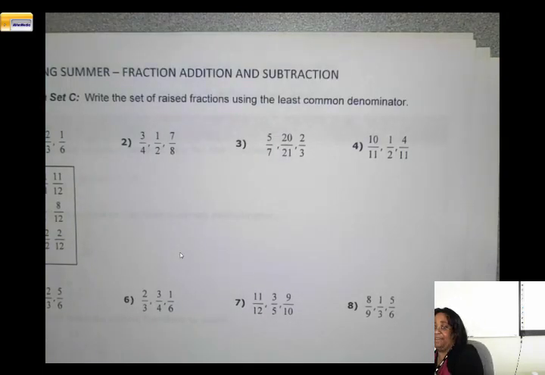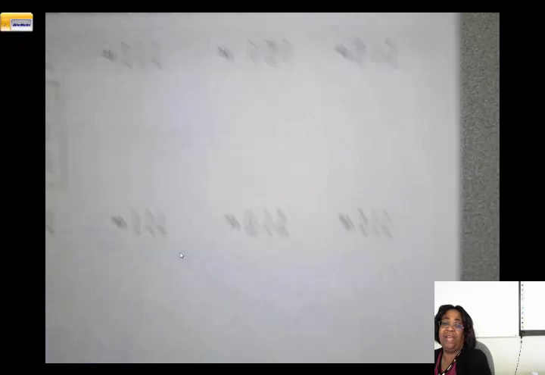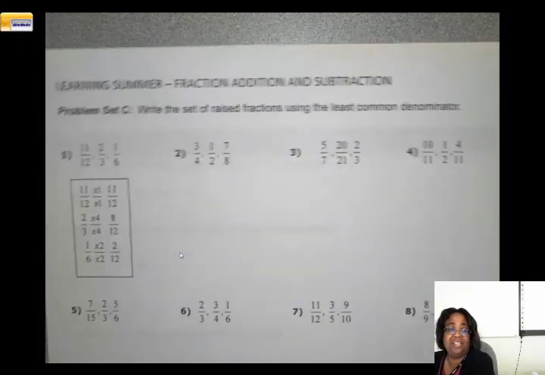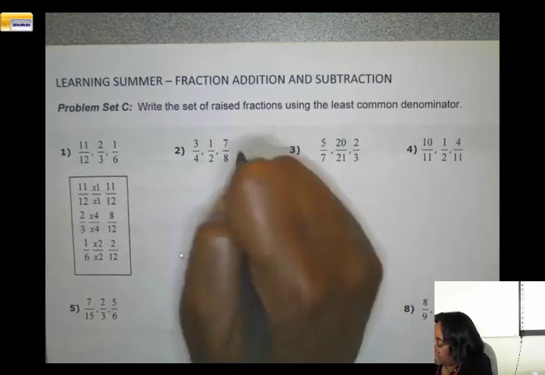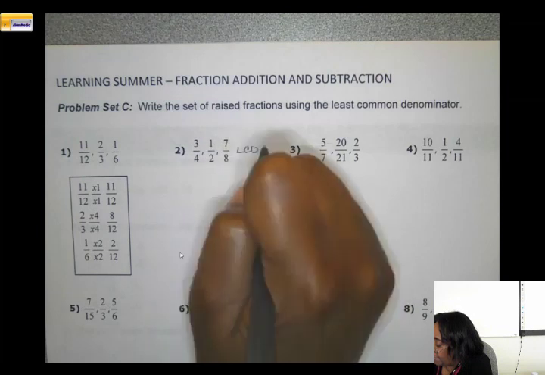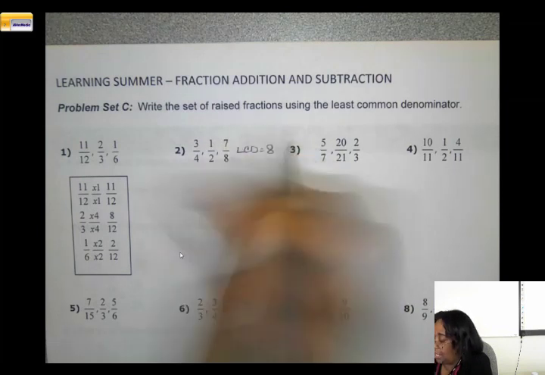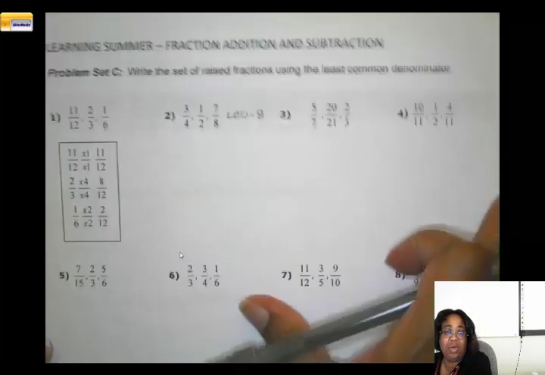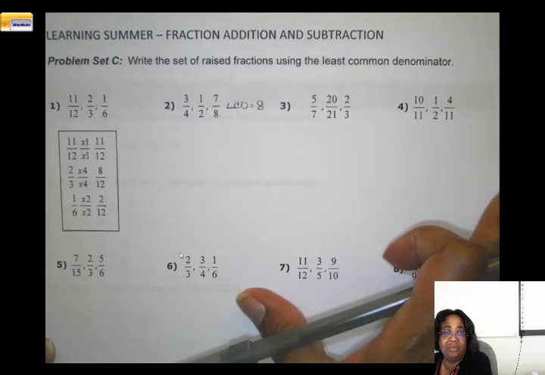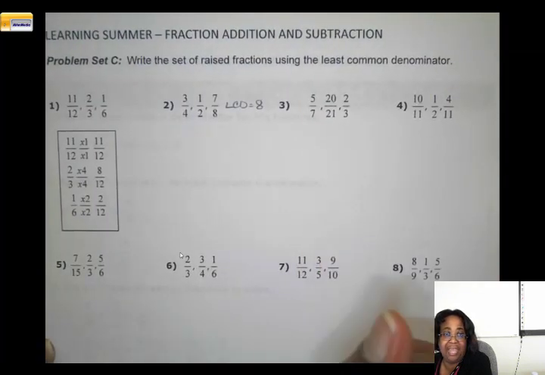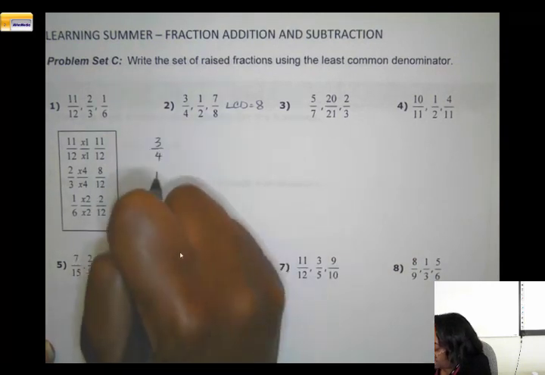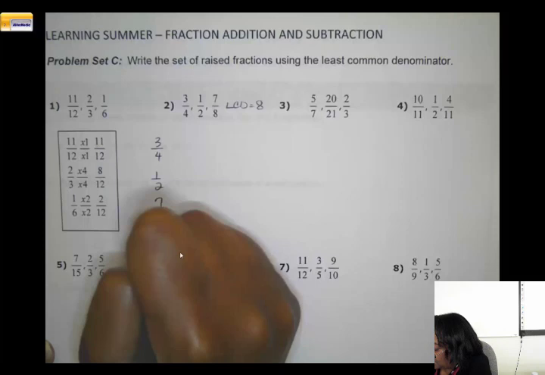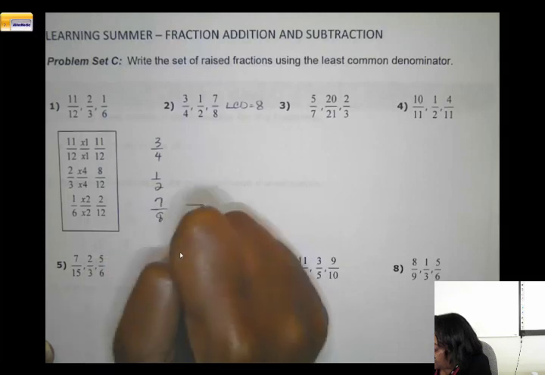On page 5, you're going to not only find the LCD, but practice raising the fractions to equivalent fractions on this one. So what is the LCD on number 2? No, it's 8. LCD means the least common, the lowest number that all of them go into, and that's going to be 8. So you just write the fractions that you have initially down. You know that all of them need to go to 8.